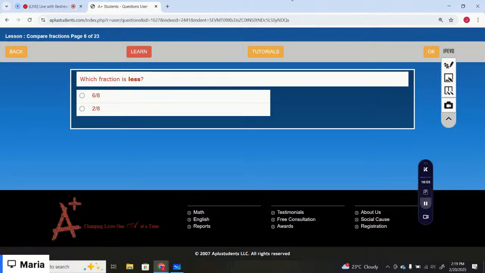Which fraction is less, 6 by 8, 2 by 8? That is 2 by 8. 2 by 8 is less than 6 by 8. Option number 2 is the correct option.